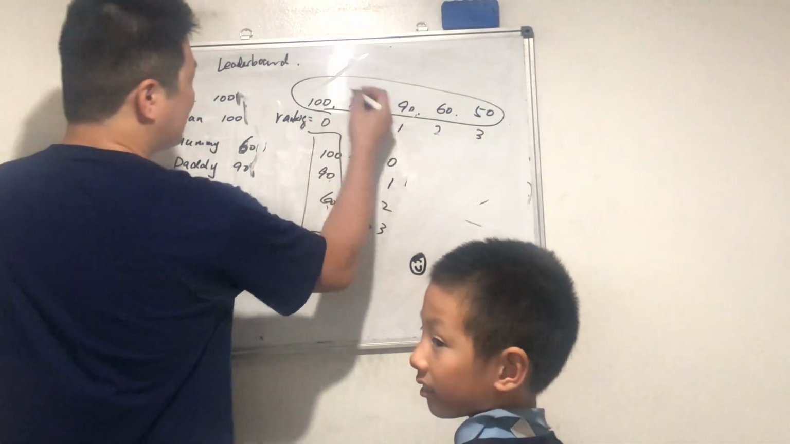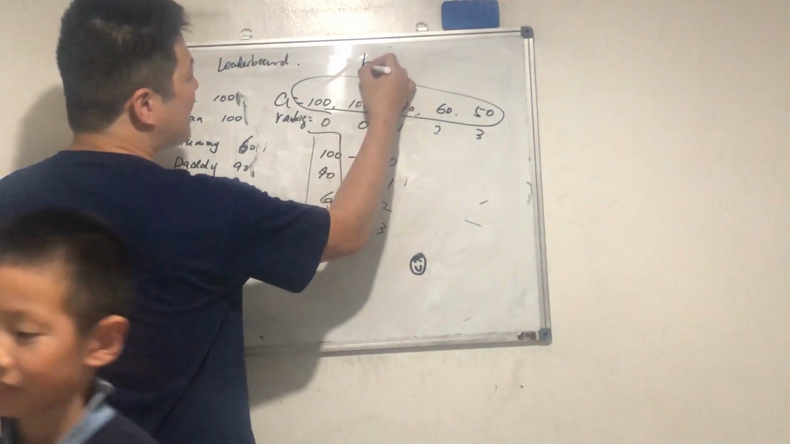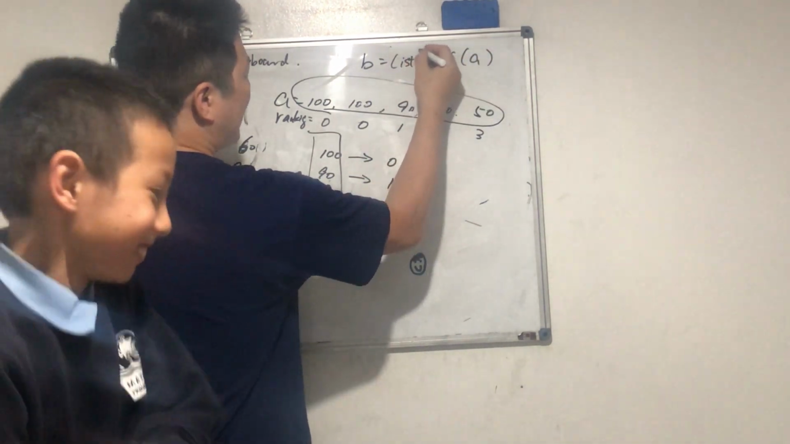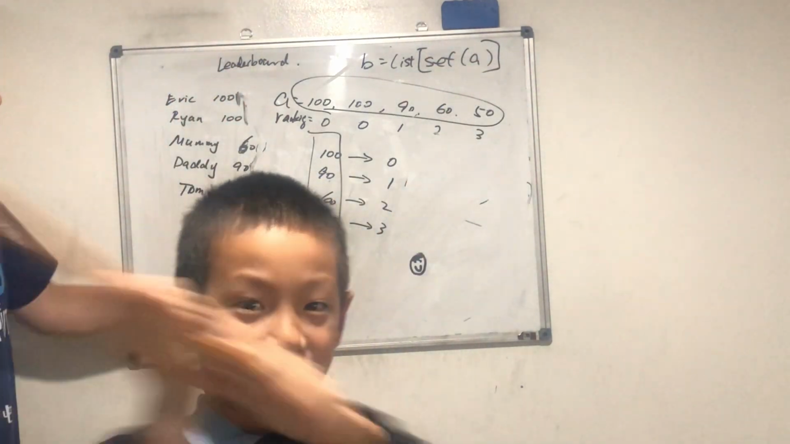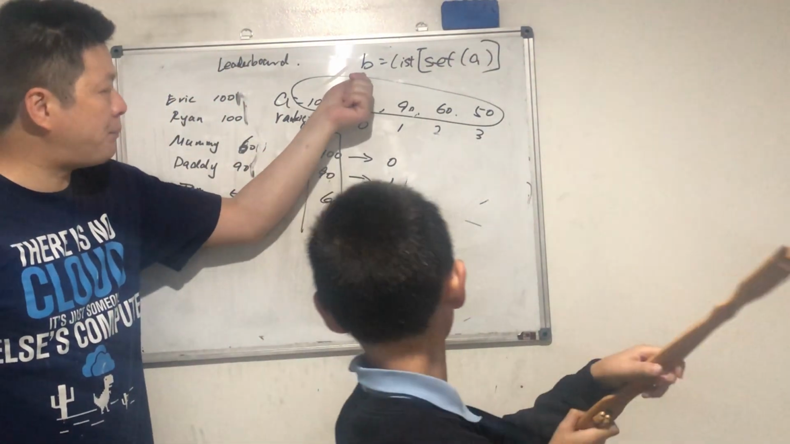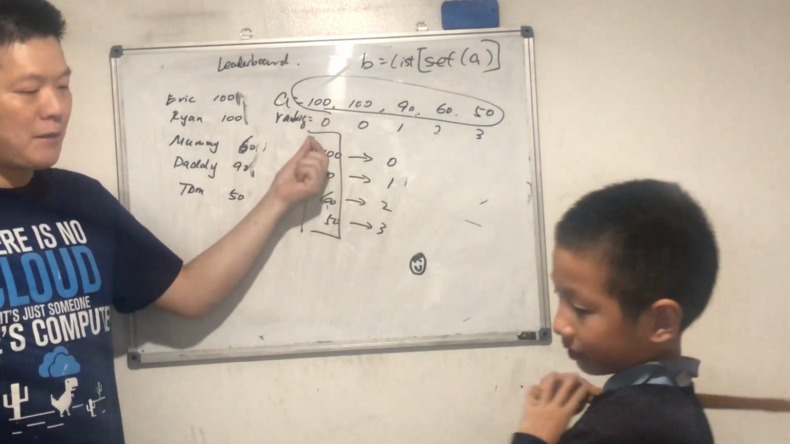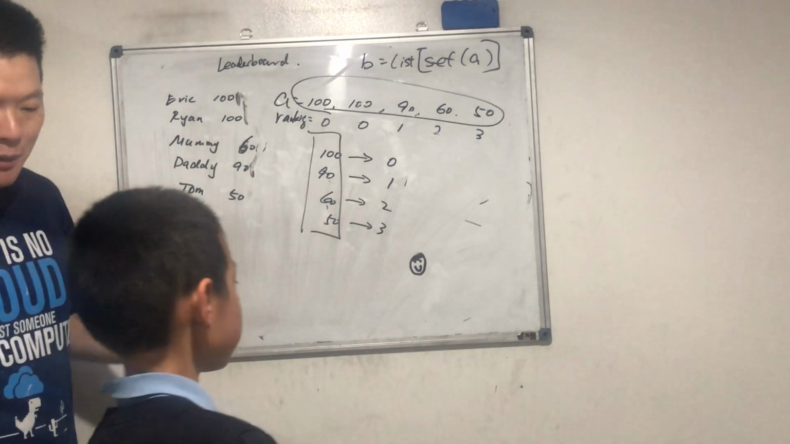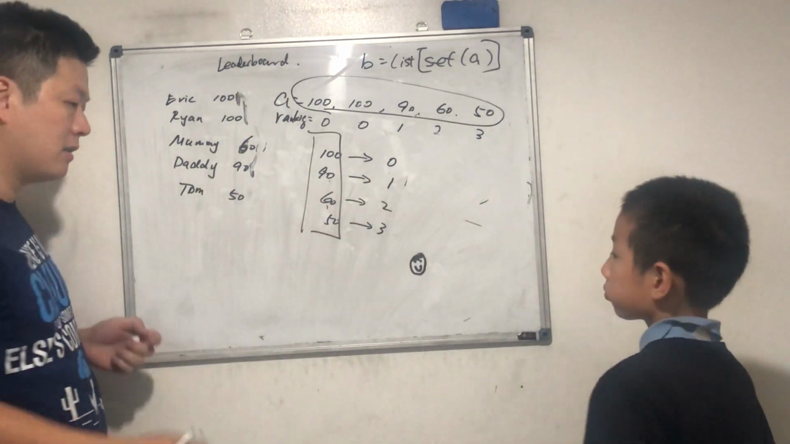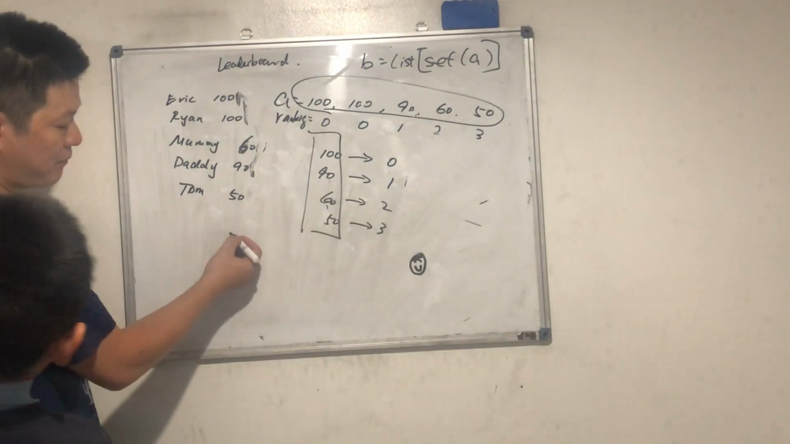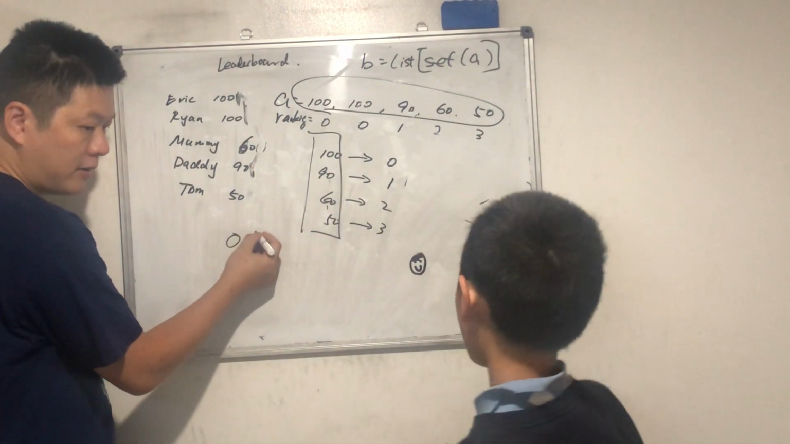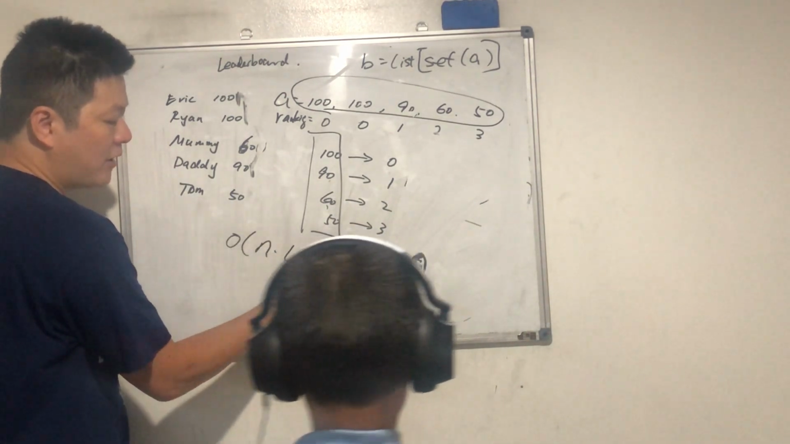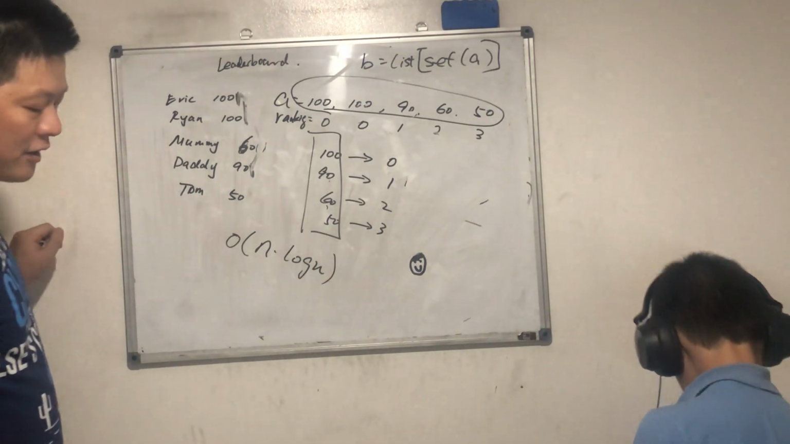Using a set. So if this is A, then B equals set A, and we convert it to a list. Now we have B, which has only the unique numbers. But now we want to sort it. What's the time complexity to sort an array? It is O(n log n).